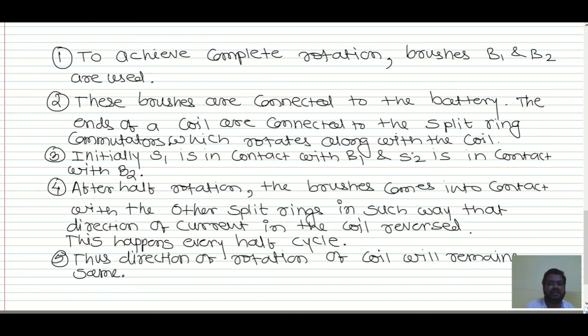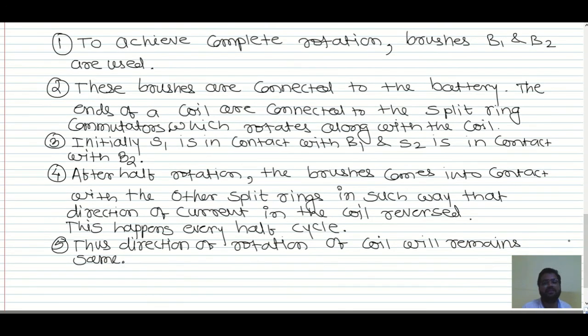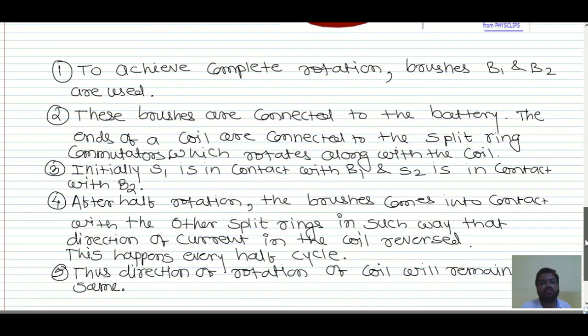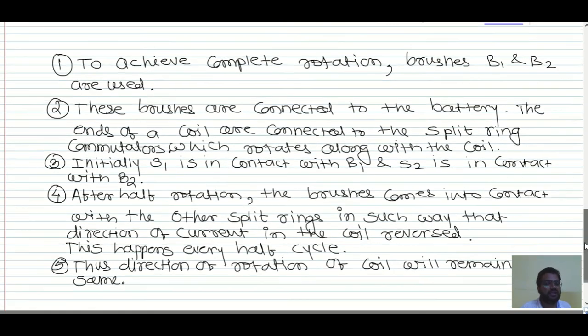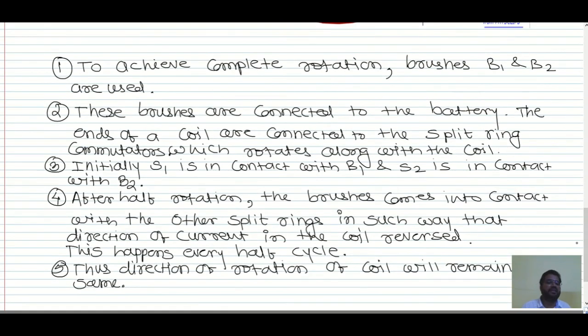Thus, rotation of the coil will remain the same. Right, rotation of the coil will remain the same. So this is how the working of electric motor is. So I hope this is all clear to you all.